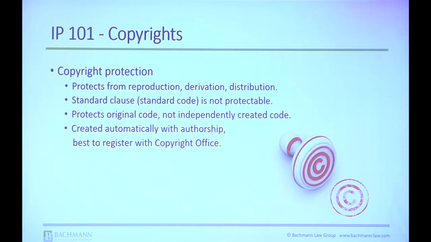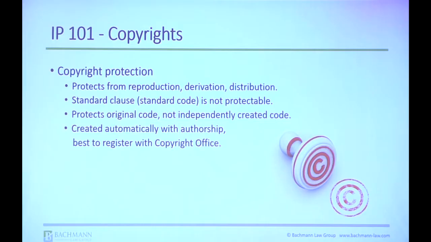Copyright protection is the last type of IP that we'll touch on briefly. It protects an original work of authorship that's put in some sort of tangible form. For software, that tangible form would be memory or a flash drive or some other storage device. It protects the copyright owner from reproduction, derivations, and distribution.